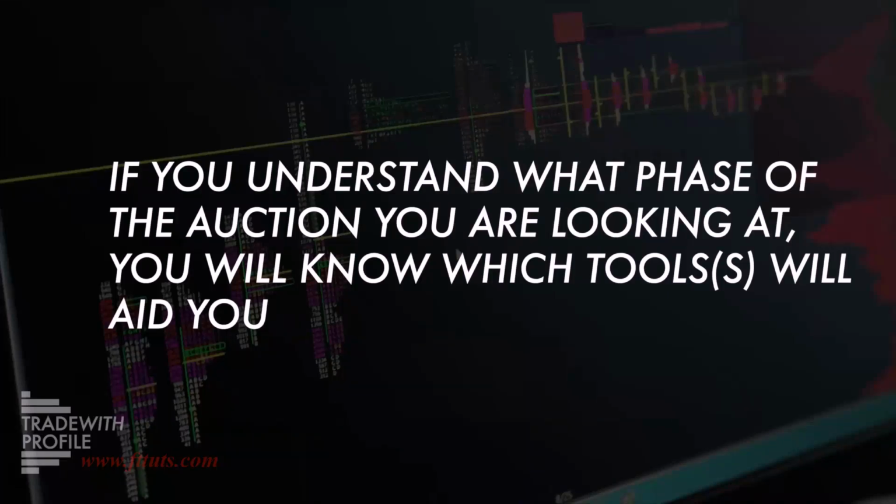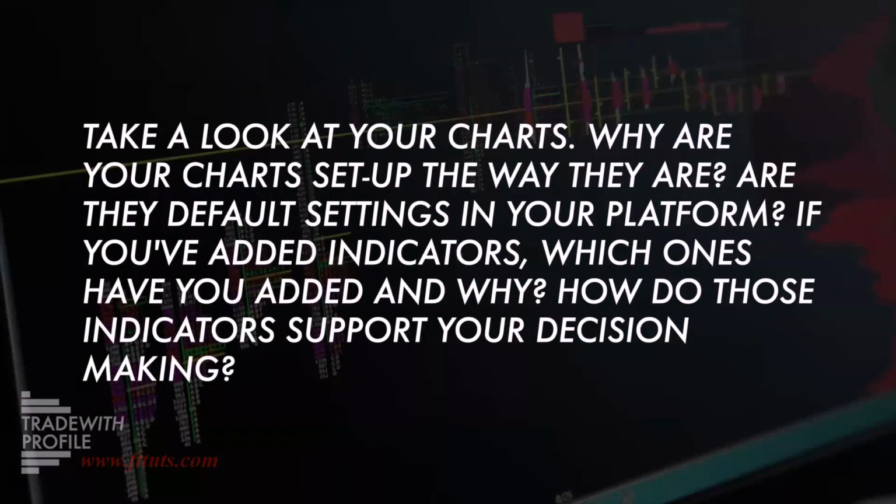So, to start, take a look at your charts. You may have your screen up next to me while you're watching this video, but ask yourself, why are your charts set up the way they are? Are they the default settings in your platform? If you've added indicators, which ones have you added and why? And specifically, how do those indicators support your decision making?